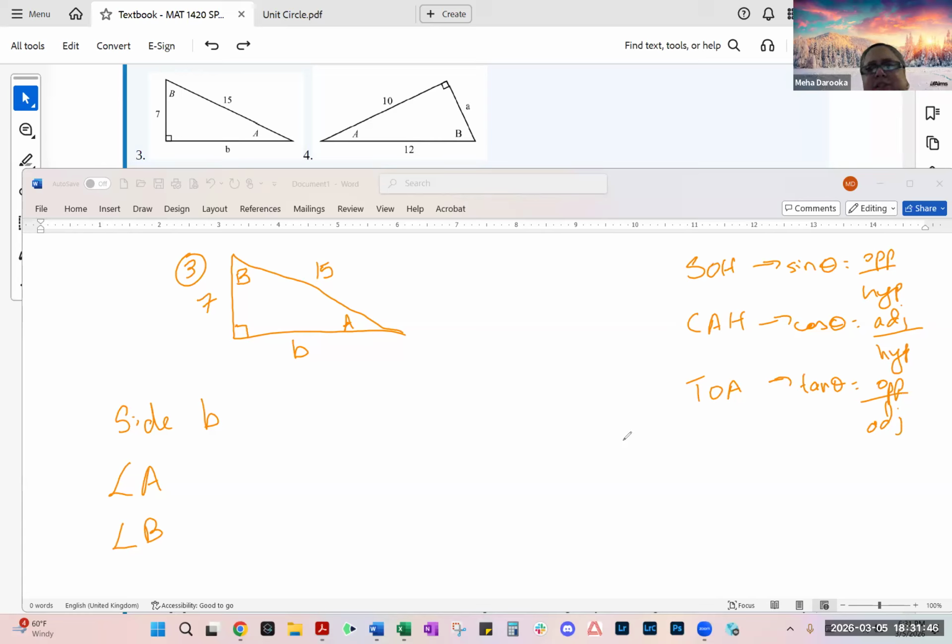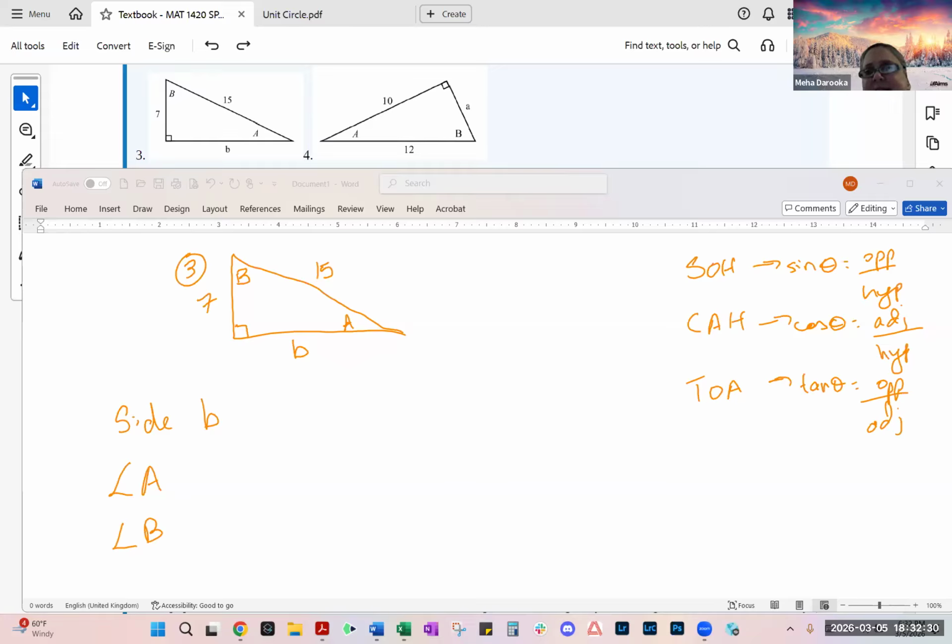Based on that, we have the hypotenuse, which is given to us, so you could use either the sine or cosine function. Without knowing side B, we are not able to use the tangent function. So you can use sine or cosine to find angle A or angle B. Look at the angles and see which side is known to you.